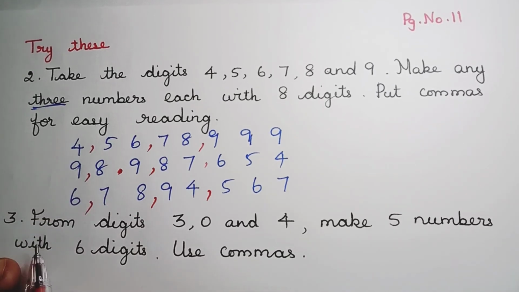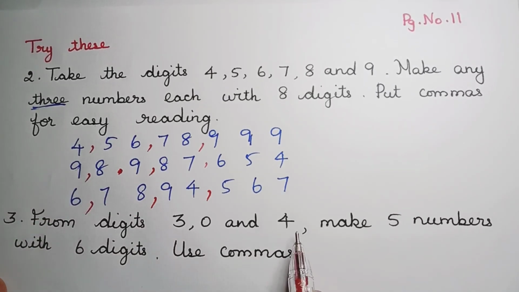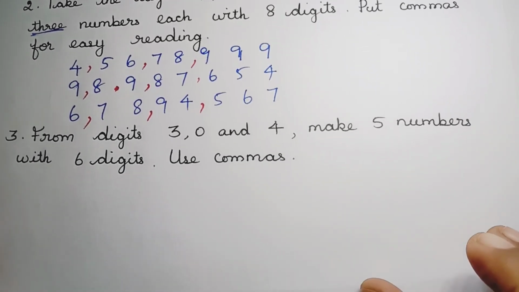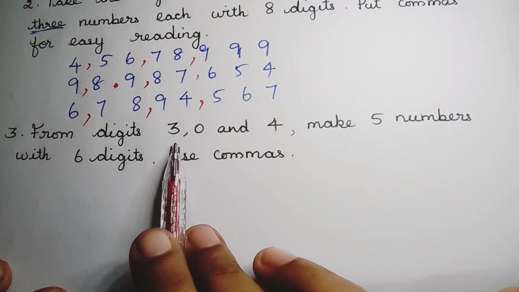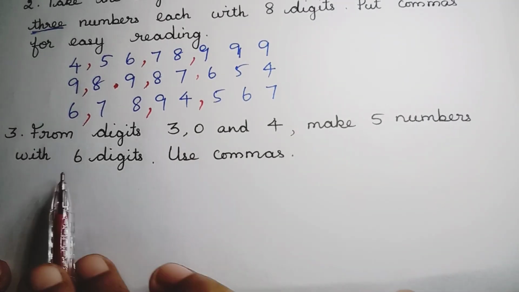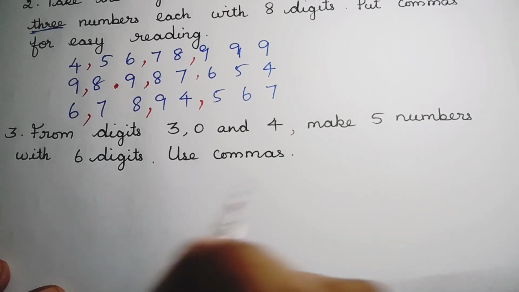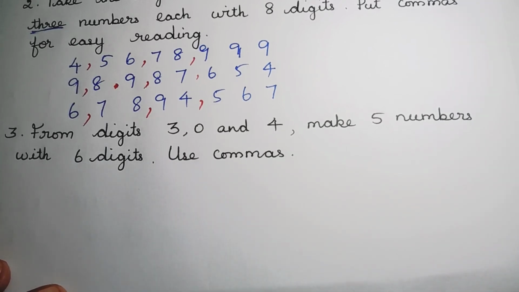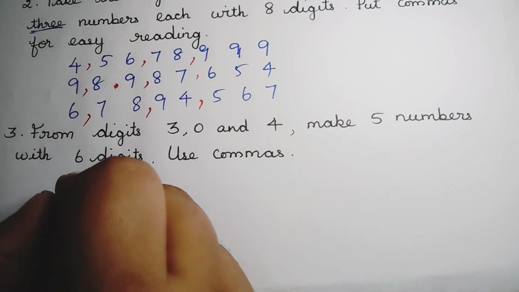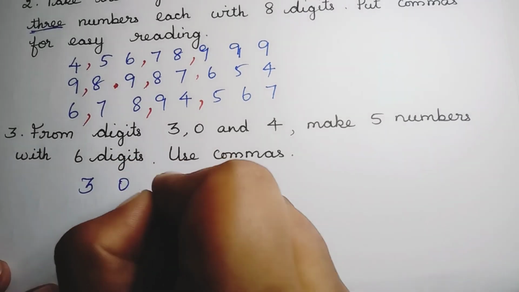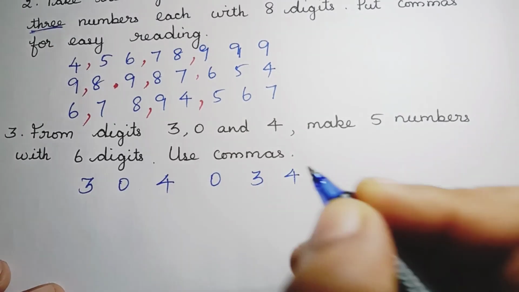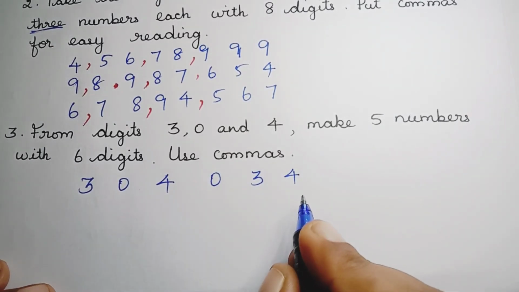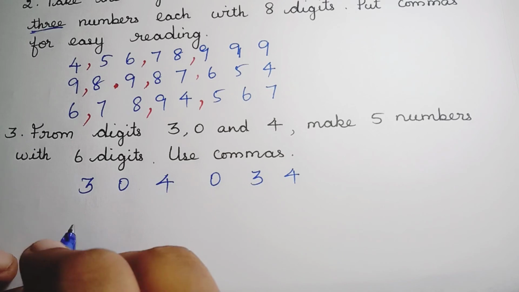Okay, so the next question, from digits 3, 0 and 4, make 5 numbers with 6 digits. Okay, so you can easily do it. So totally 3 digits are given. We are asked to write 6 digits. Okay, so how can you write it? 304, 034. Okay, 6 digits are there. So you have to write another 4 numbers.